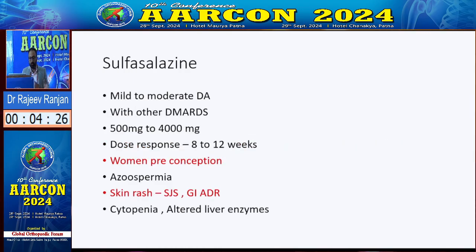Sulfasalazine is used in patients with mild to moderate disease activity. It's often combined with other DMARDs. And again, the important thing is whenever you start sulfasalazine, remember that the response is expected after 1.5 to 2 months. And it's a wonderful drug to give if the woman is planning for pregnancy.